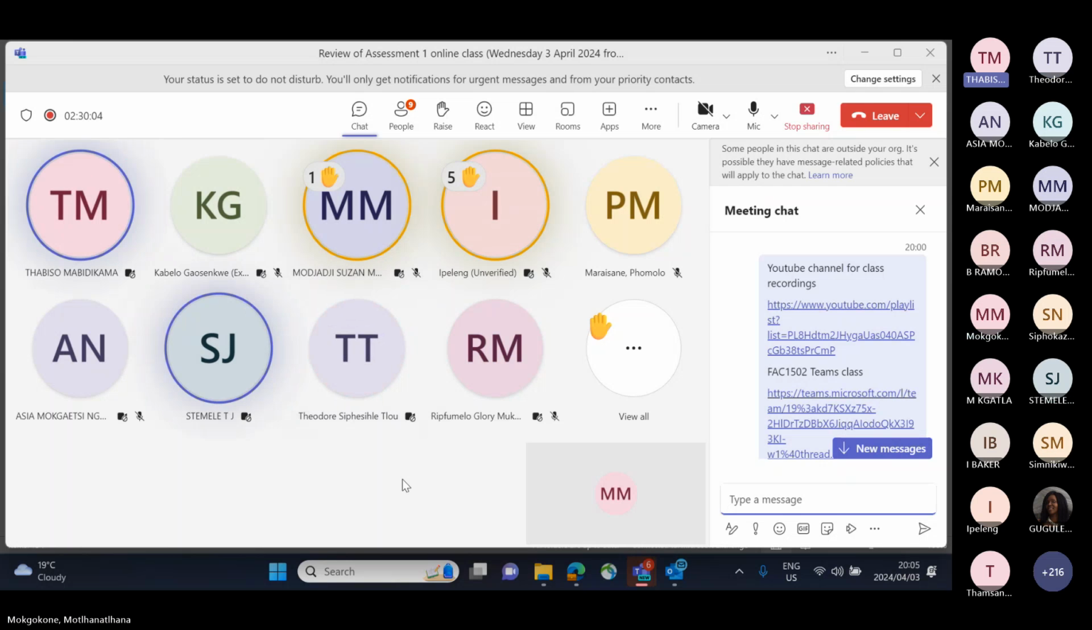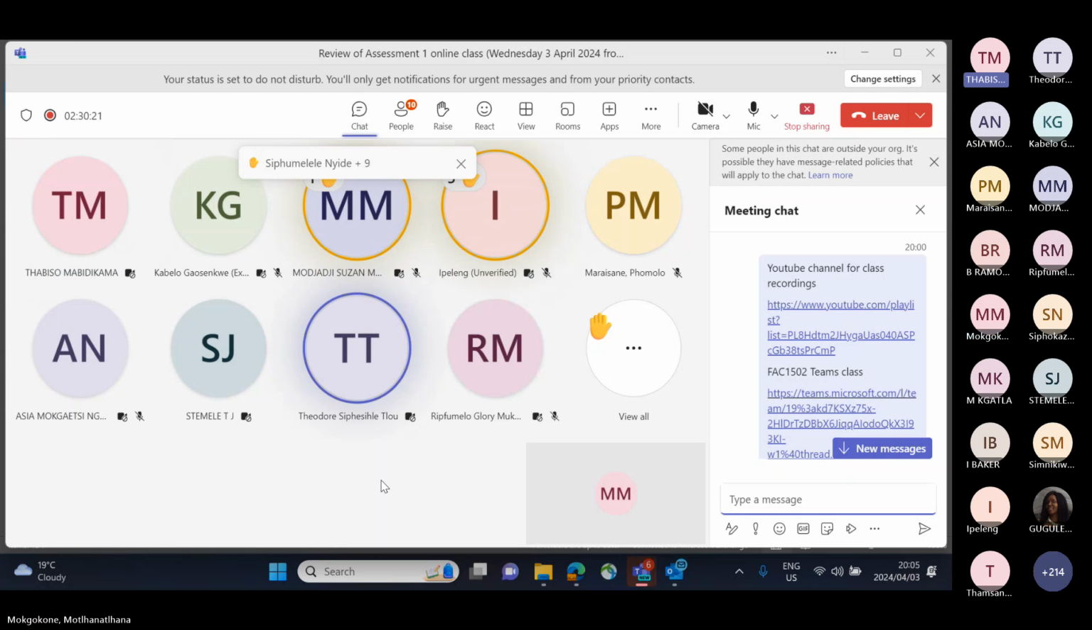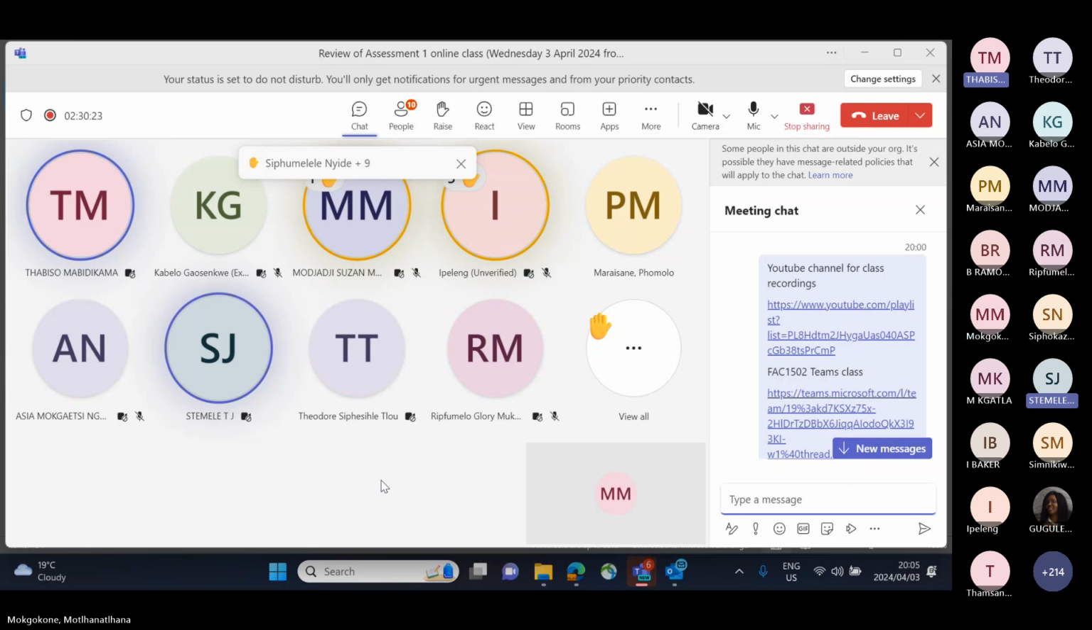Sorry, if I may ask, isn't assessment 2 open? Assessment 2 is open. It's closing on the 9th April. What is it based on? It's based on study units 1 to 10. Was the class for unit standard 7?